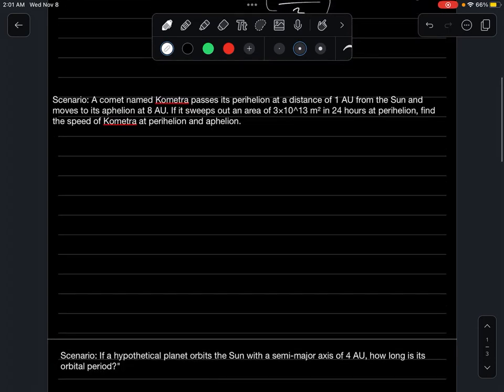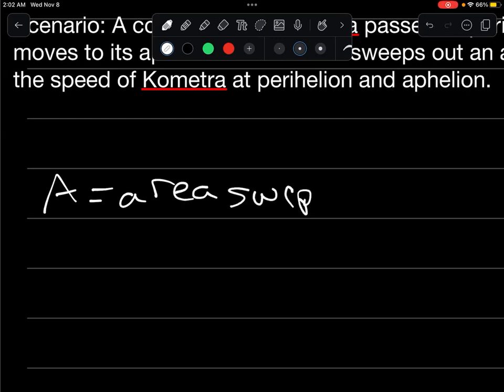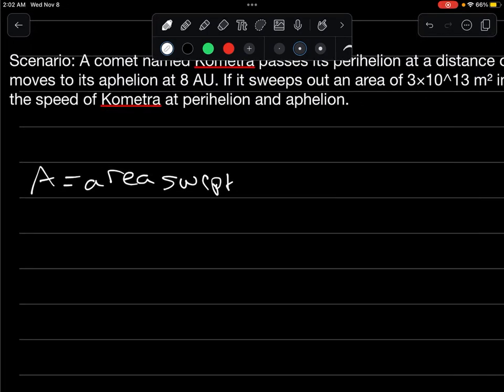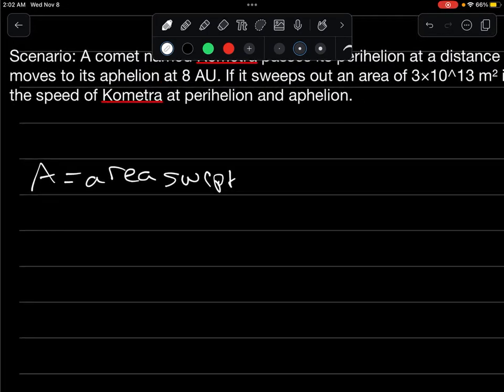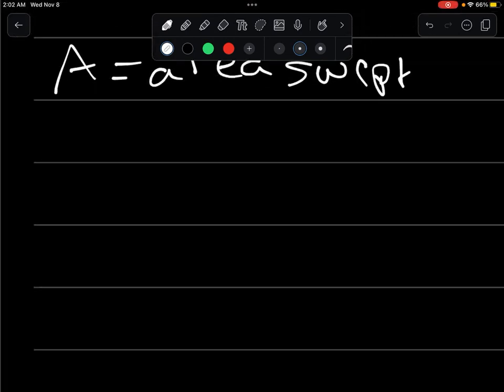So let's express the area swept, which will be A. A is area swept. Please forgive my writing. Area swept as a function of the speed v and time t. The area swept out by the line segment can be approximated by the area of a triangle with base r, the distance from the sun to the planet, and height v times t, which is a representative of the distance the planet travels in time t.